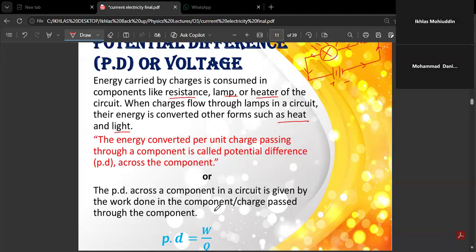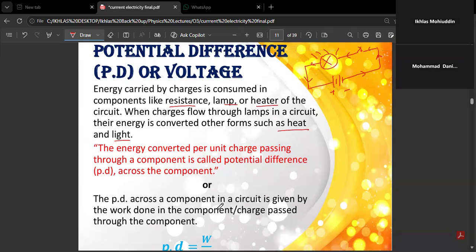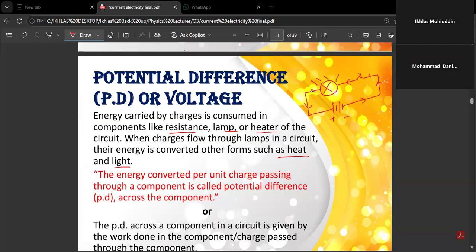The potential difference across a component in a circuit is given by the work done in the component divided by the charge passed through the component, PD equals W upon Q, right? So whenever we want to find out the voltage drop across any component, we will connect a voltmeter, right?